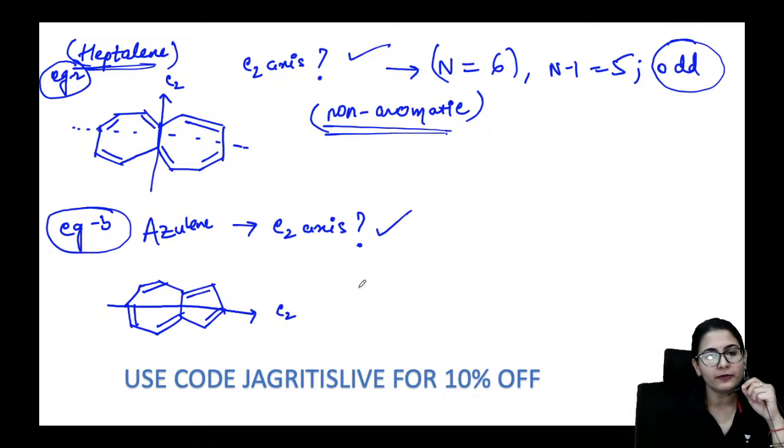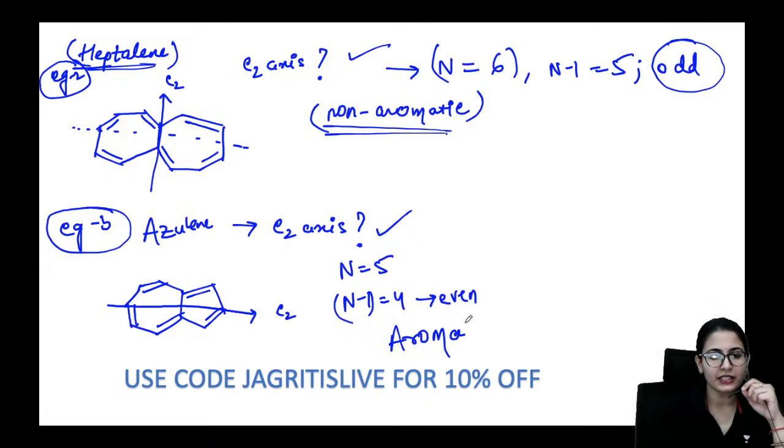Now count the number of double bonds. 1, 2, 3, 4, 5. Capital N value is equal to 5. So N minus 1 is equal to 4. This is even. This is even. So we will say the molecule is aromatic in nature.